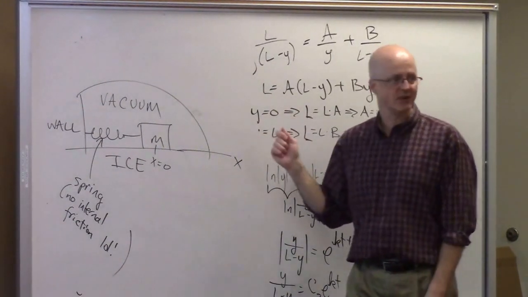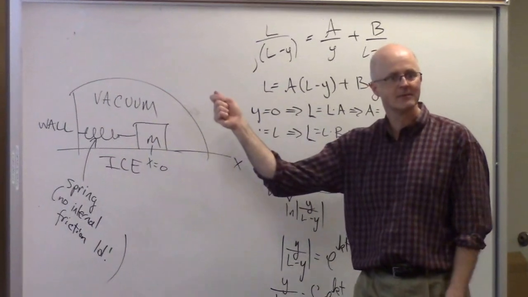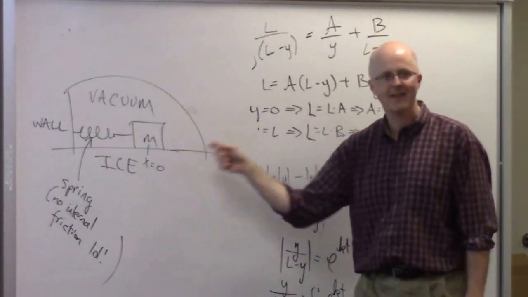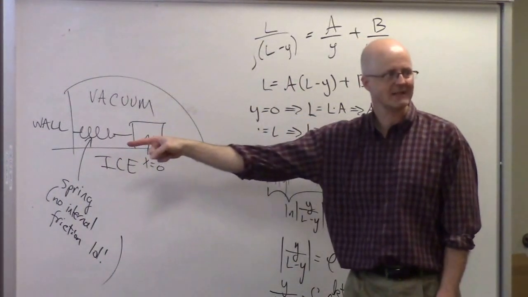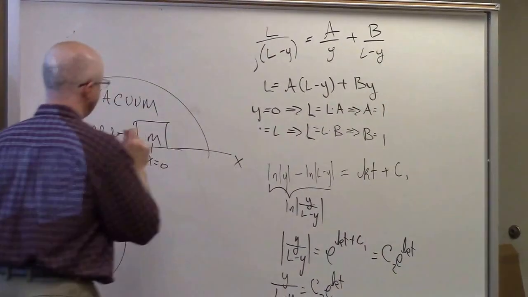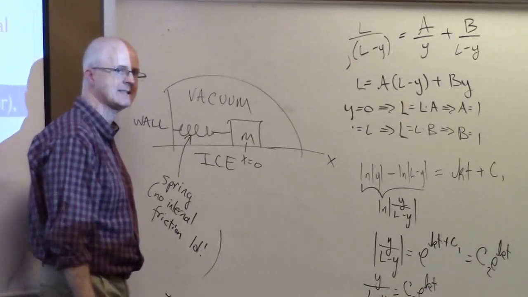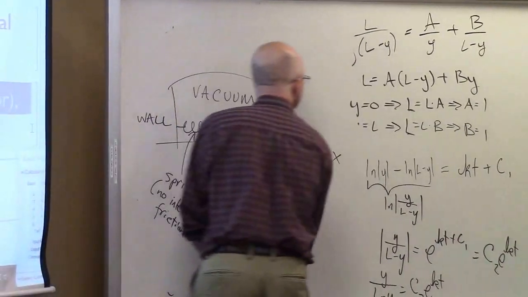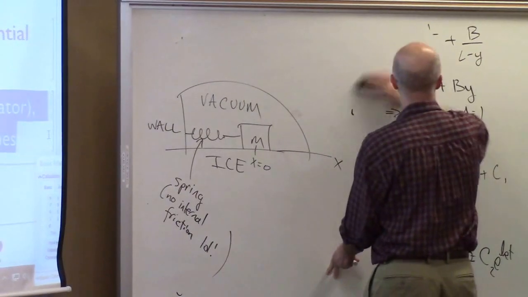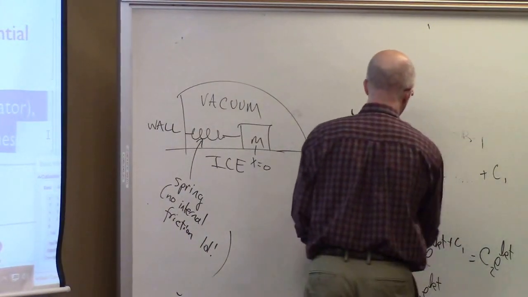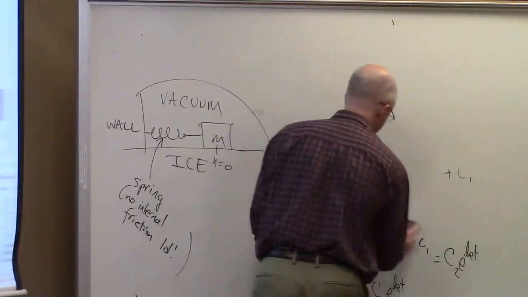We can also give it an initial velocity. We can hit it with a hammer. If we hit it with a hammer like that, then we have a negative initial velocity. If we hit it with a hammer like that, then we have a positive initial velocity. Okay? Lots of different things we can do with this setup to see what happens with motion. The goal here is to find x as a function of time.